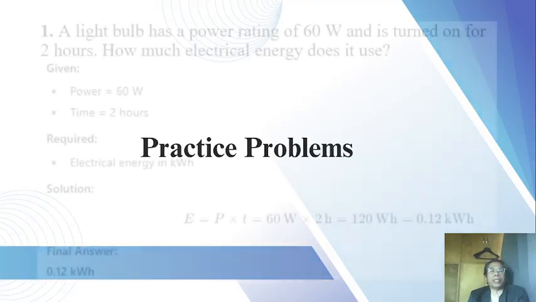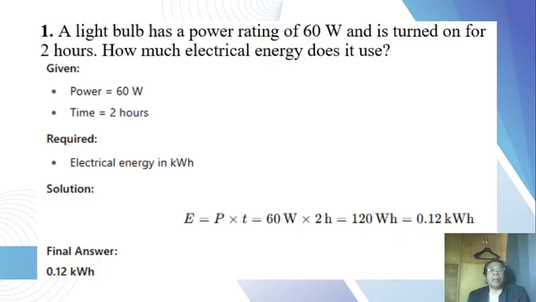Practice problems. Number 1: a light bulb has a power rating of 60 watts and is turned on for 2 hours. How much electrical energy does it use? Given: power is 60 watts, time is 2 hours, and required is electrical energy. Solution: E is equal to P times T. So 60 watts times 2 hours, you will be getting 120 watt hours. Converting it to kilowatt hours, you have 0.12 kilowatt hours.